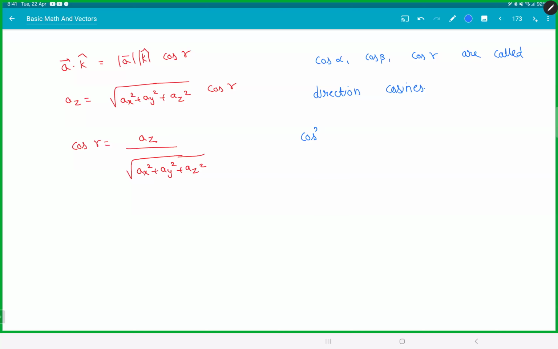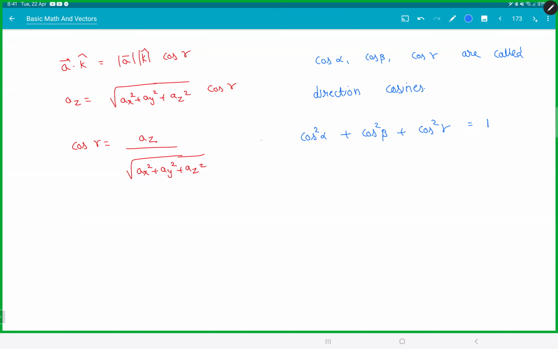If you square them, cos square alpha plus cos square beta plus cos square gamma, when you do square of everything, you will end up with ax square, ay square plus az square. Denominator also will get the same thing, right? You can just square that and see you will get equal to 1, isn't it?